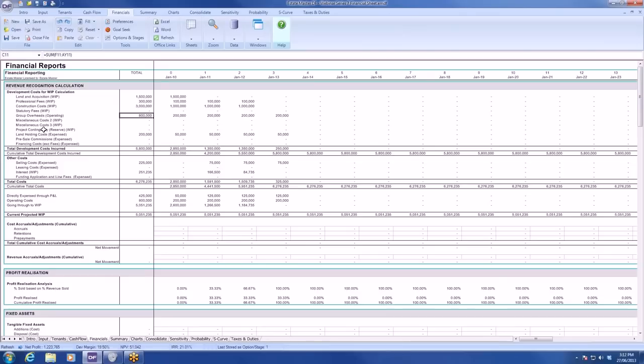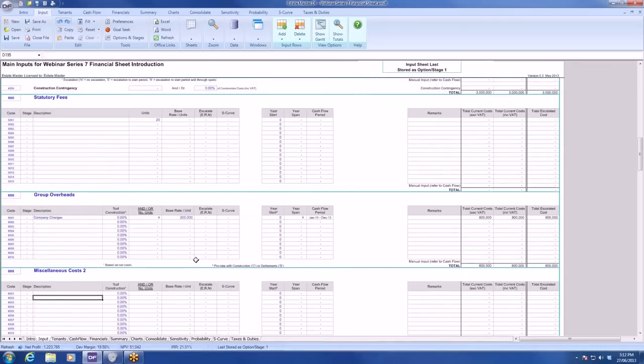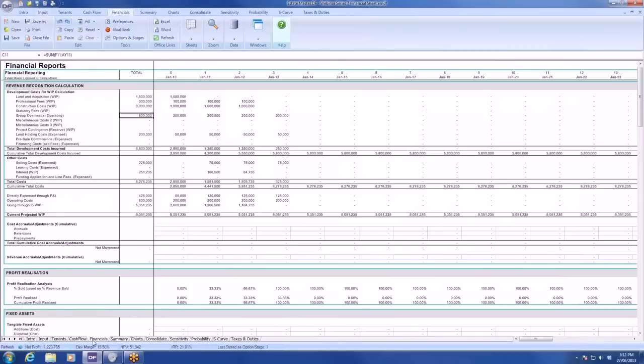The group overheads, on the other hand, if we just go back to the input section here, in our group overheads, we said that we had a $200,000 times 4, so that's over 4 years, appearing in the cash flow there. So if we go back to the financials, you'll see that that's got an operating cost. We've got nothing in miscellaneous.